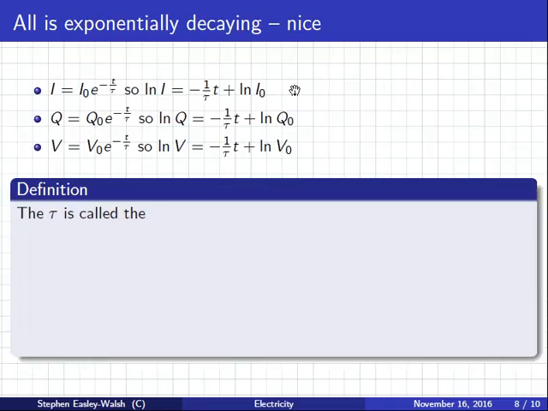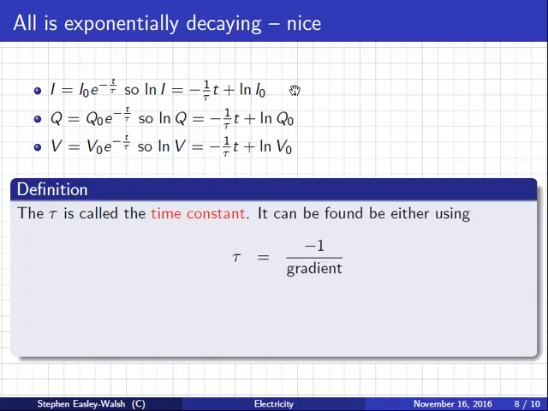We haven't talked about what the tau represents. The tau has a special name. I don't know if anyone knows it, if they've done it before. It's called the time constant.